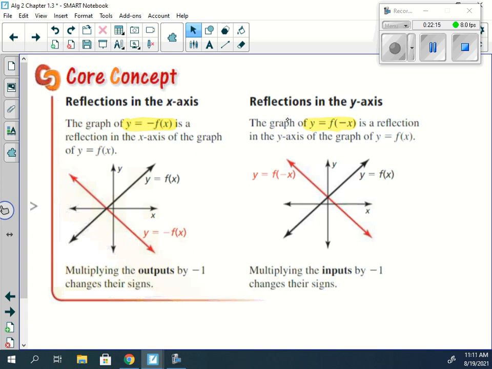F of x is our y, what comes out of the function. So making it negative, we're flipping it. We're changing it from positive to negative or negative to positive. Changing the output. Here we're changing the input. Negative x, we're changing what goes in, because if I would have normally plugged in a positive number, well, now it's negative because of the negative x. If it was originally negative, well, negative and negative make a positive, so now it's positive. So it's changing the input. Across the y is changing the input. Across the x is changing the output.